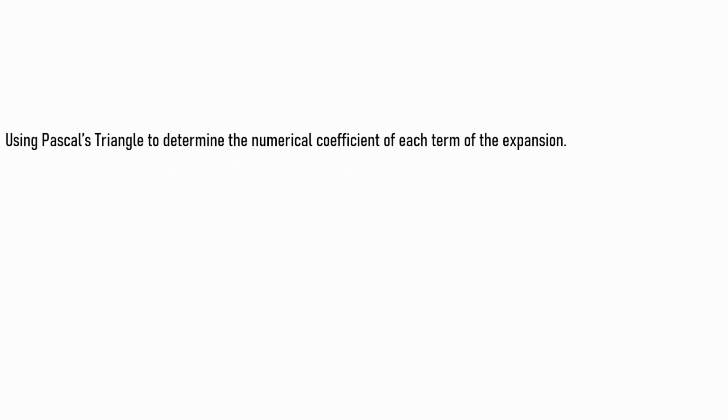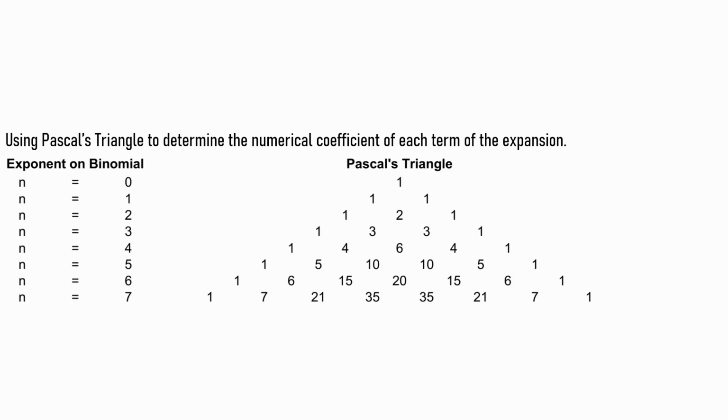So, pwede nating malaman yung numerical coefficient gamit yung Pascal's triangle. So, ito yun. Yung Pascal's triangle, ganito siya. No? So, I suggest mapanood mo yung video na to, yung sa number file about Pascal's triangle. So, exponent on binomial. So, n is equal to 0. So, yung coefficient natin doon is 1. N is equal to 1. So, coefficient natin, ganun din, 1 and 1. N is equal to 2. Coefficient natin, 1, 2, at 1. N is equal to 3. 1, 3, 3, 1, and so on.